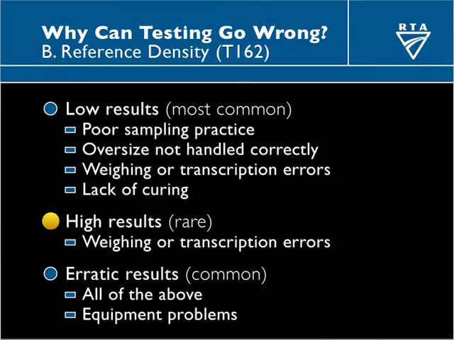High results are very rare and almost always the result of an error during, as in a mistake, during the conduct of the test. And finally, erratic results in that case can be any or all of the above, or they can be due to specific equipment problems. It has been noted to happen, for instance, in automatic compaction gear, and it needs to be checked regularly to make sure that it's functioning correctly.